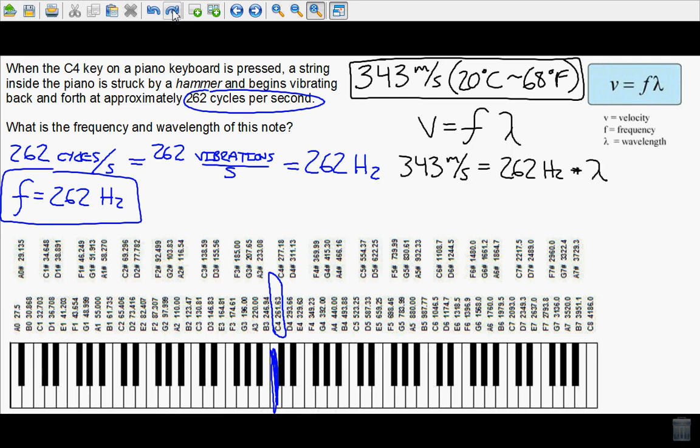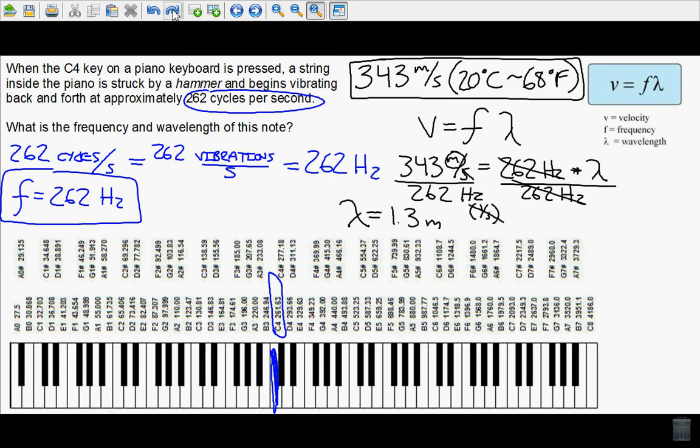We'll be multiplying that with wavelength. To isolate wavelength, we're going to divide both sides by 262 hertz. Now you'll wonder, how are we going to get a wavelength in meters when we're trying to cross out meters per second and hertz? Well, hertz just means 1 over seconds. So the per second will cancel out with the per second on top, and we're just left with meters. So 343 divided by 262 gives us a wavelength of approximately 1.3 meters.